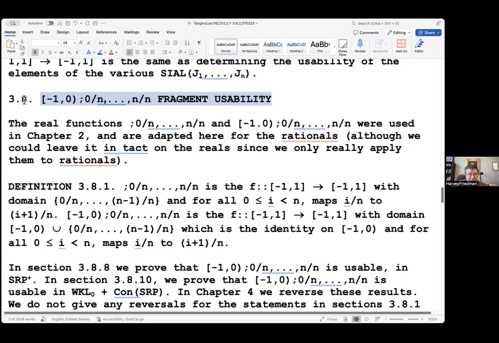But now this section 3.8 is going to be involved in fragments, but no reversals. So there's no reversals here. The only reversal in the book is the one that we did for the whole function. All right.